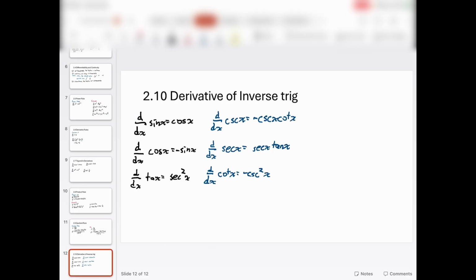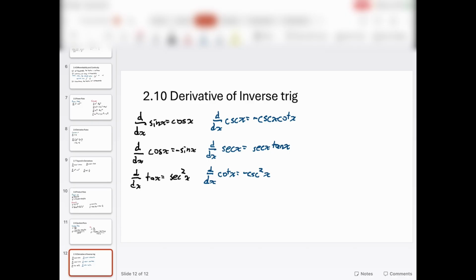So now let's look at the rest of trig and inverse trig. So we had the derivative of sine x is equal to cosine x, and that of cosine x is equal to negative sine x. Then we also have the derivative of tangent x is equal to secant squared x. And then the derivative of cosecant x is equal to negative cosecant x cotangent x. And then the derivative of secant x is equal to secant x tan x. And then the derivative of cotangent x is equal to negative cosecant squared x.